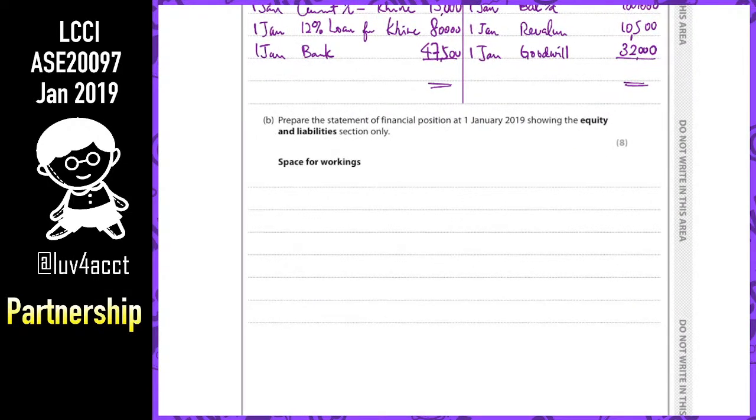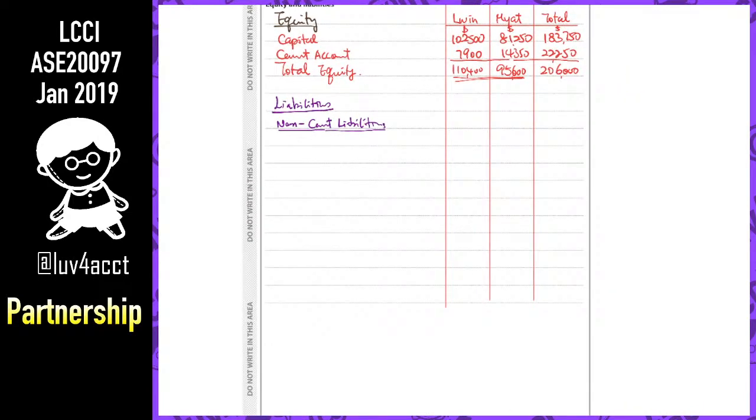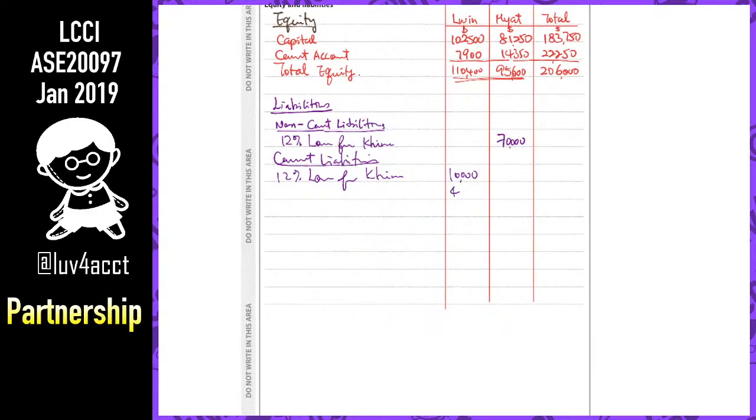Non-current liabilities: 12% loan from Kind, it will be 70,000. And then we have current liabilities. Again the 12% loan from Kind, the 10K, and then the 45,000 of trade payables.